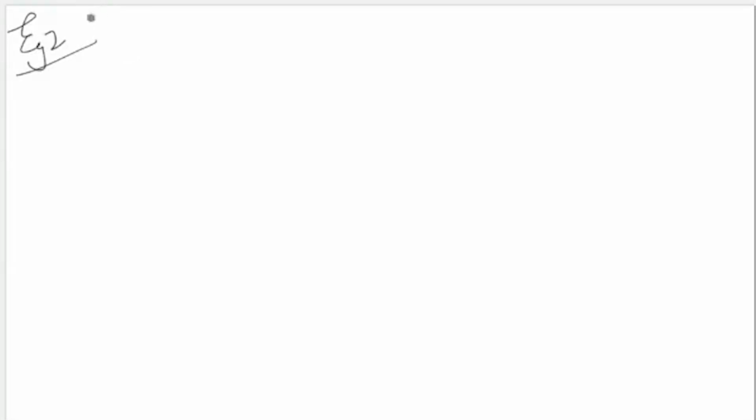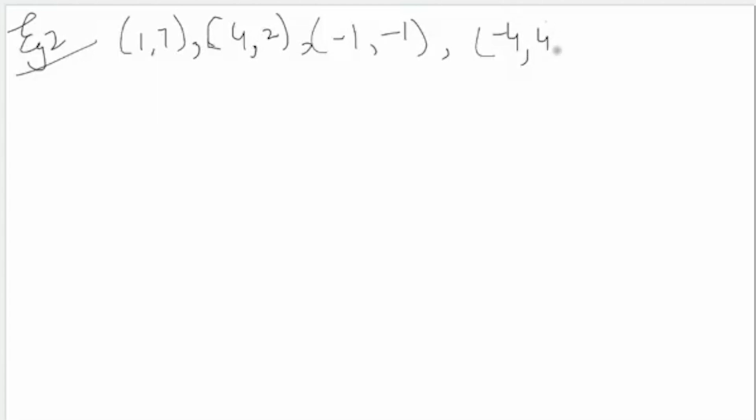What's the statement? Show that the points 1 7, 7 2, minus 1 minus 1, minus 4 4 are the vertices of a square. So very first let us consider and name them as A, B, C, D. So let's see how we can find whether these are a square or not.